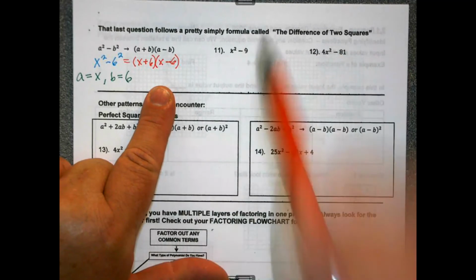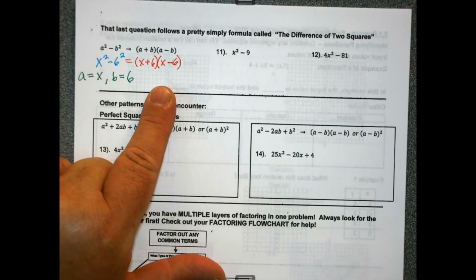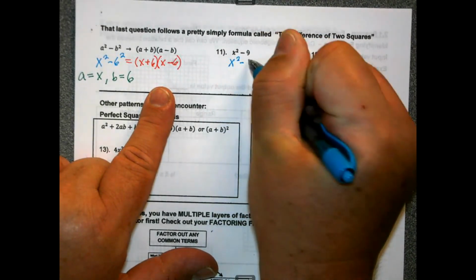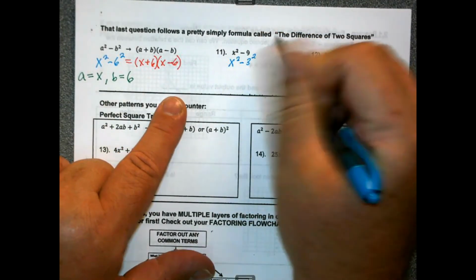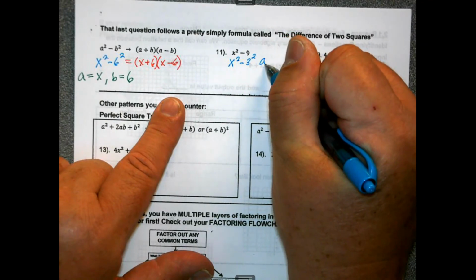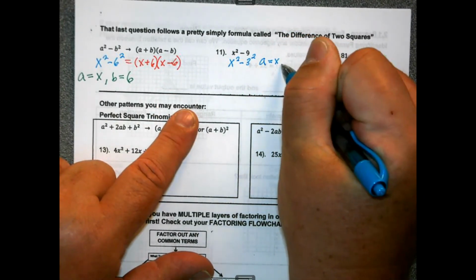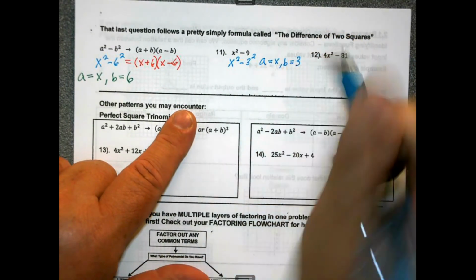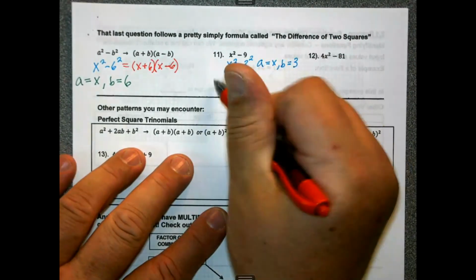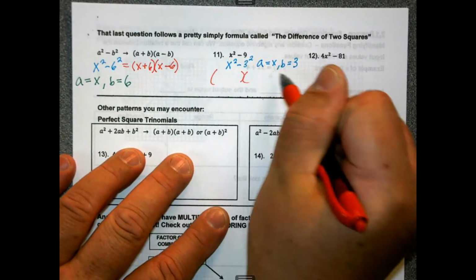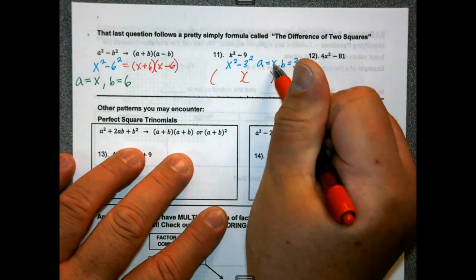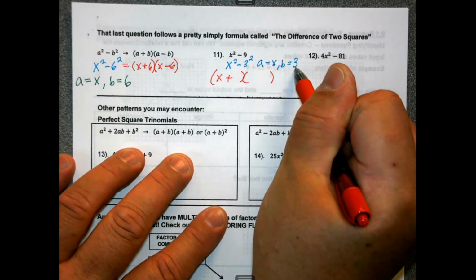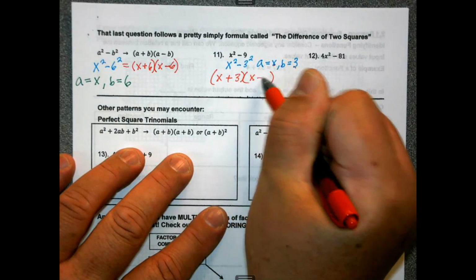Okay, let's look at number 11. I'm going to rewrite this as x squared minus 3 squared. My a is going to be the base x. My b is going to be the base 3. So my factors are going to be x plus 3, x minus 3.